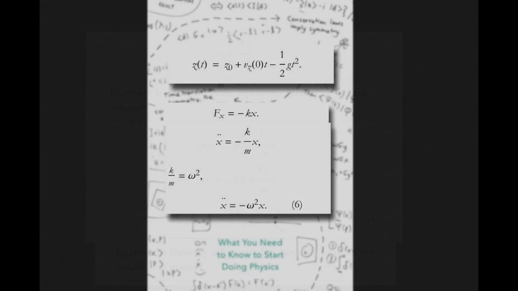This simple case may be familiar. If z represents the height above the surface of the earth and Fz/m is replaced with the acceleration due to gravity, Fz/m equals minus g, then equation 4 is the equation describing the motion of an object falling from height z0 with an initial velocity vz0. Therefore z(t) equals z0 plus vz0 t minus g t squared.